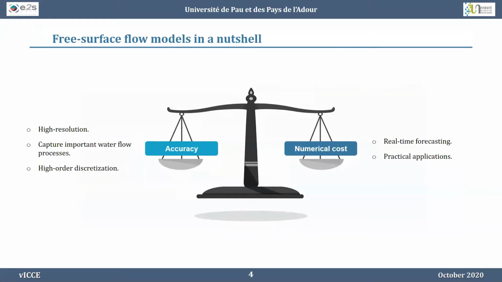In general, when developing a new numerical model, we are looking for a balance between two main properties. On one hand, accuracy, and on the other, computational cost. High accuracy means that the numerical results should be as close as possible to the exact solution. However, they should be at a low computational cost so it can be used for practical applications.